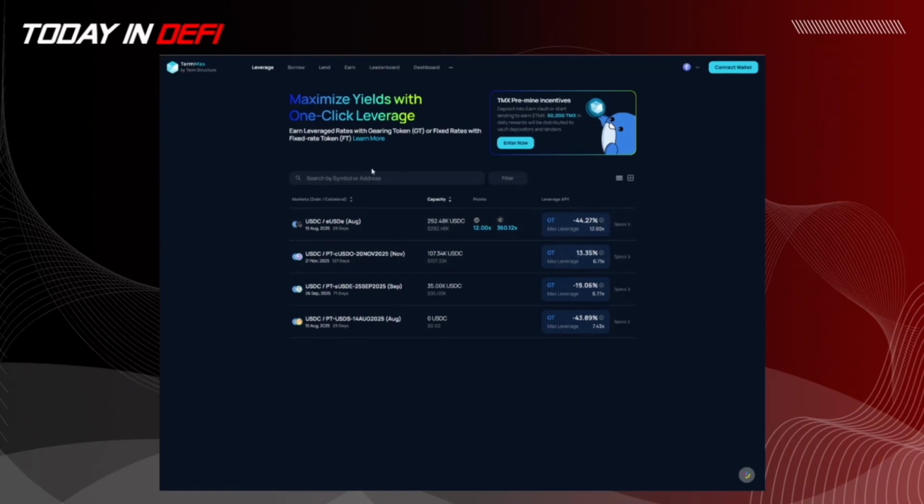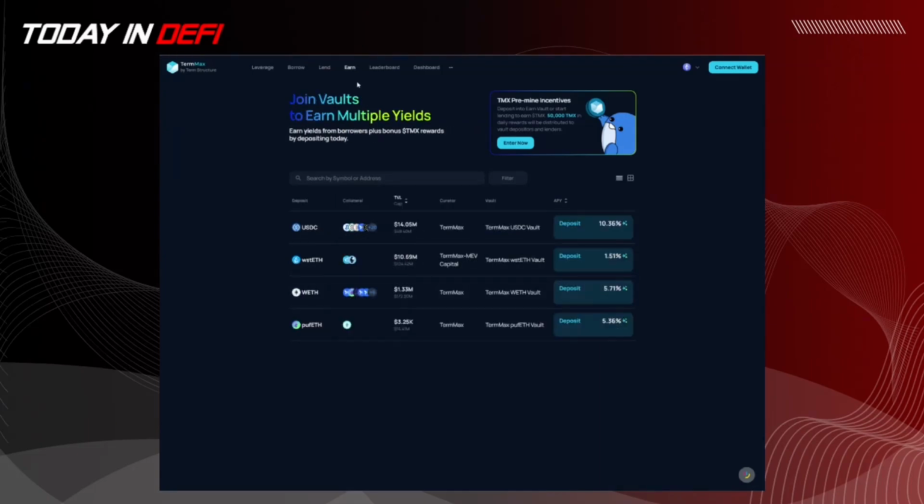And by doing that, they want to increase the demand for borrowing and lending, and also increase demand for borrowing on Termax pool themselves. And they also understand that increased demand alone cannot make the pool liquid, even though the yield is very attractive. So they also built Earn vaults.